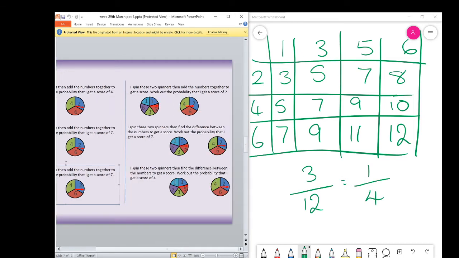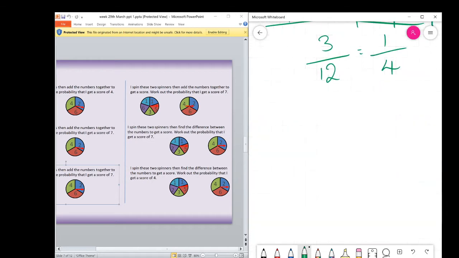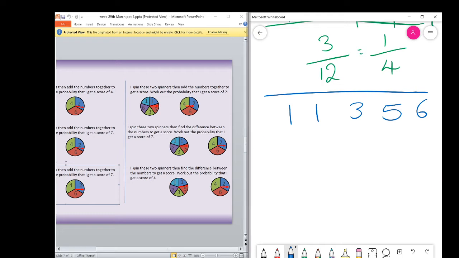Right, question 4. I spin the 2 spinners. Spinner 1 has got 1. It's got 1 again. So I am going to put it twice. Just because it's repeated doesn't mean I only put it once. It occurs twice on my spinner, so I need to put it twice. Because it's twice as likely to happen than any of the other numbers, assuming that all the sizes are equal. And then down the side 2, 4 and 6.